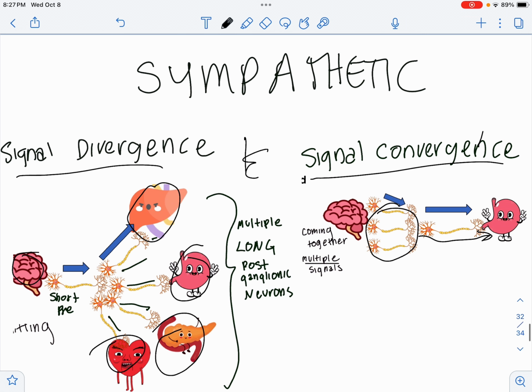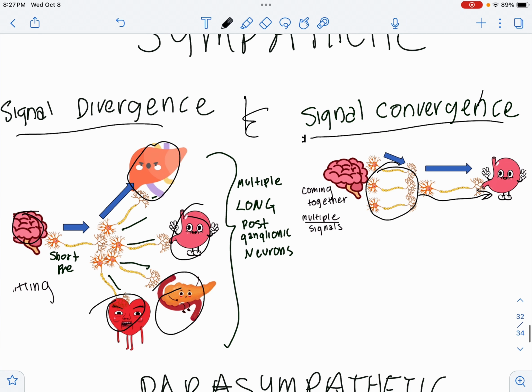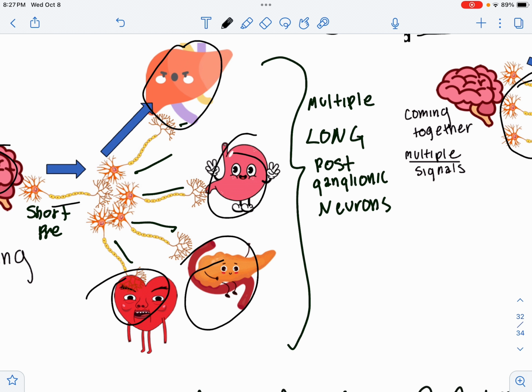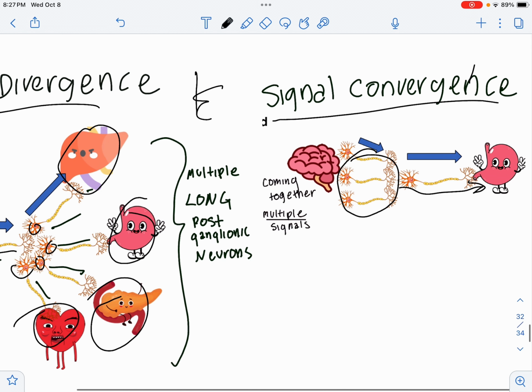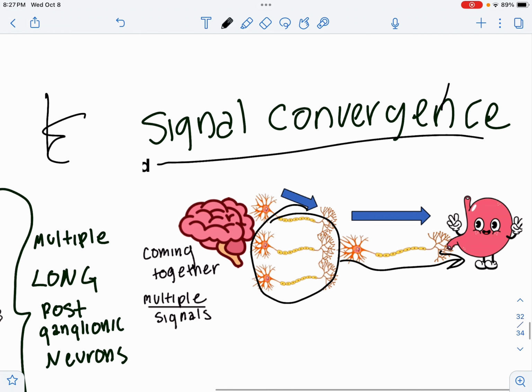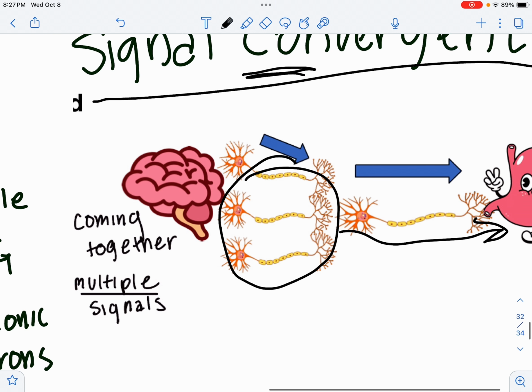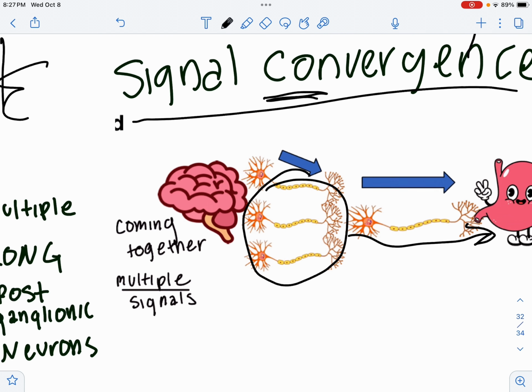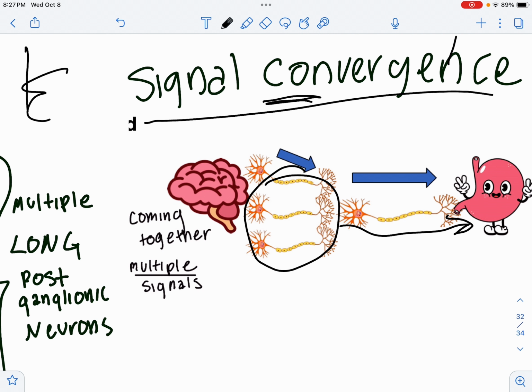Here are some diagrams to help visualize signal divergence, which is to diverge, or to split. First we have one short preganglionic neuron, which splits into multiple other postganglionic neurons, which go to different effectors. And then signal convergence is coming together, like the "co" reminds me of coming together. It has multiple signals, like short preganglionic ones, which come together and form one that goes to the effector.